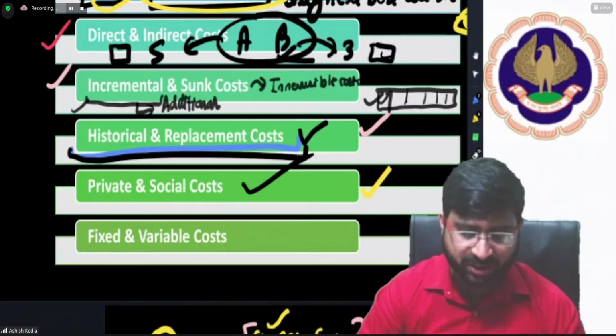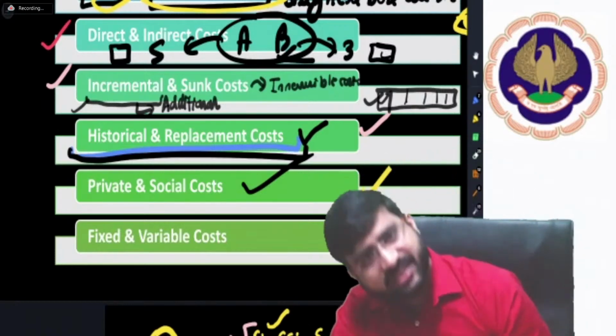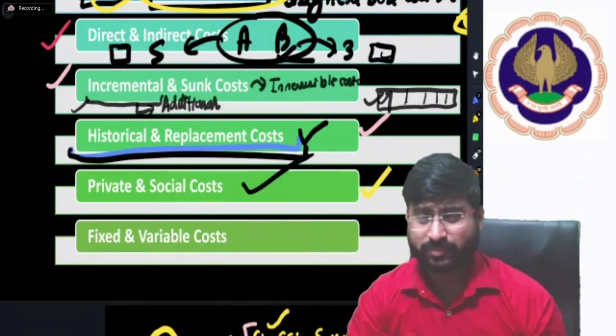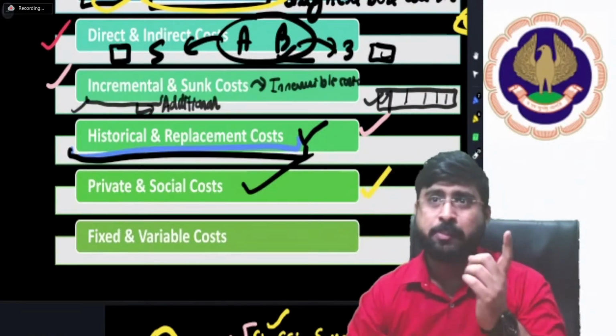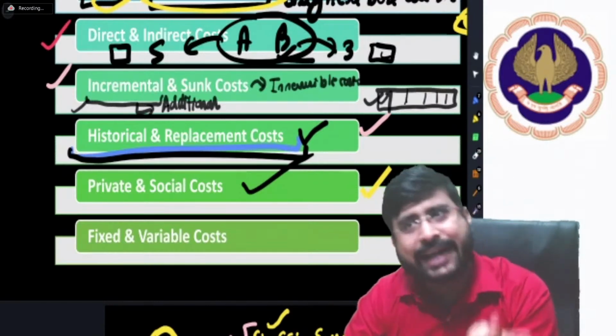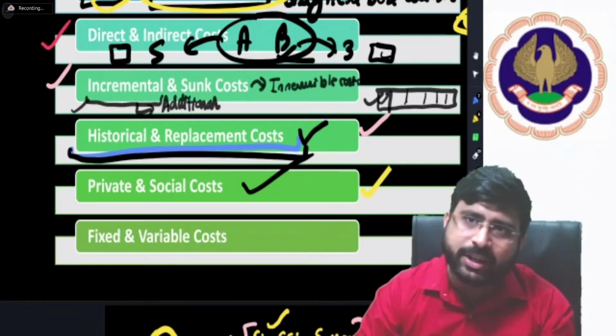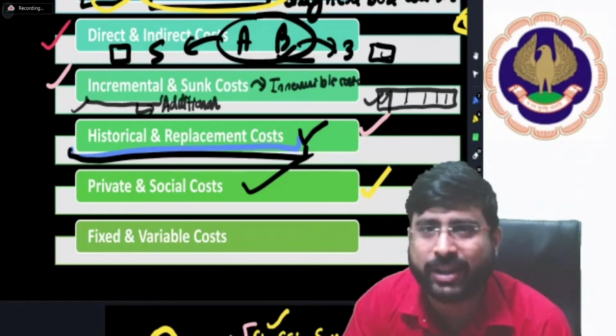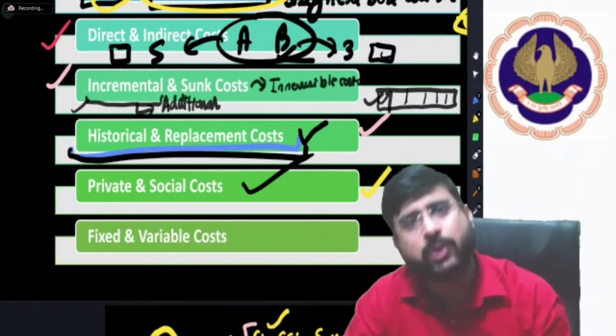So private cost is the cost which the businesses are incurring. It is explicit cost as well as implicit cost. Social cost is private cost, and in addition to private cost, you are also having to incur the cost that the society is having to incur because of the business. That is also included here.